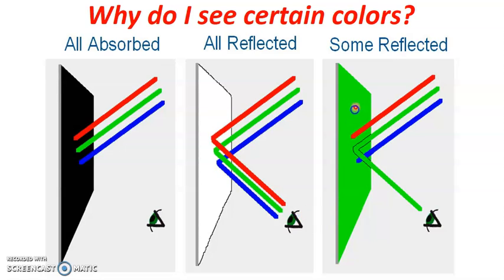If you see a specific color like this, green right here, white light will hit that material, and it will absorb all colors except for green. Green gets reflected back to your eye, and you see green. So that's why you're seeing certain colors.